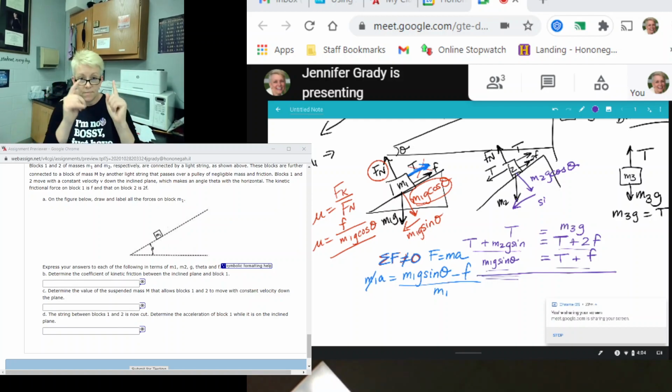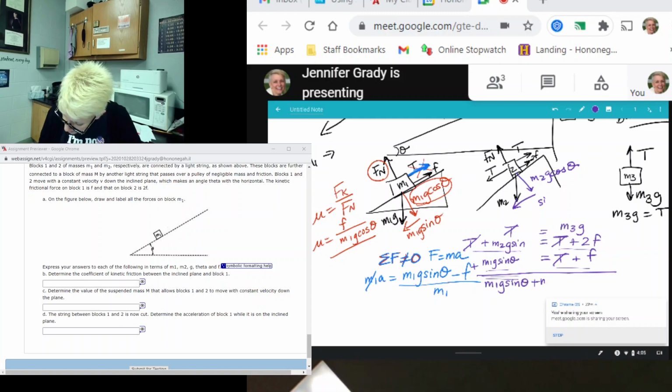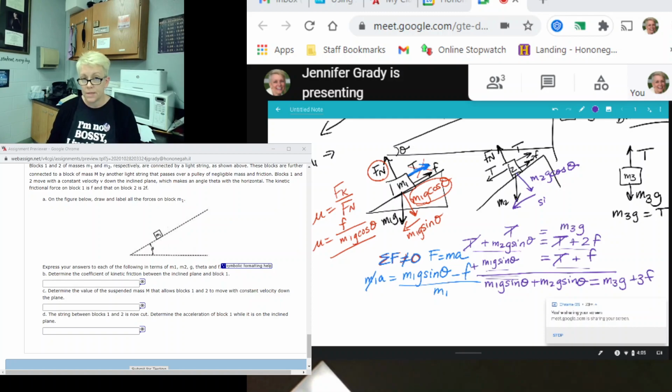Okay. Now let's add these three lovely equations together. And let's take a look. All right, so my tensions over here cancel these tensions over here. And then I end up with M1g sine theta plus M2g sine theta, although I erased the theta, sorry, equals M3g plus 3F. All right, that's my statement of balance.